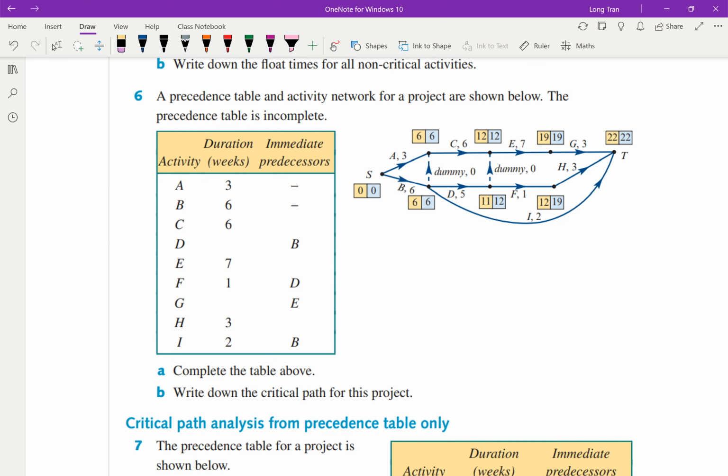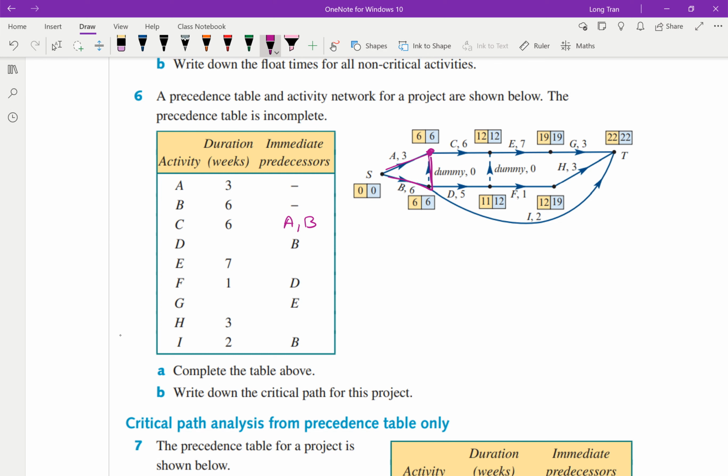And then C, we want to know what it's connected to, right? C's got a weight of 6, which is true. Notice there's a dummy from B that connects to C as well. So C cannot start until A and B are sorted. So I would say that connection for C has to then be A, B.